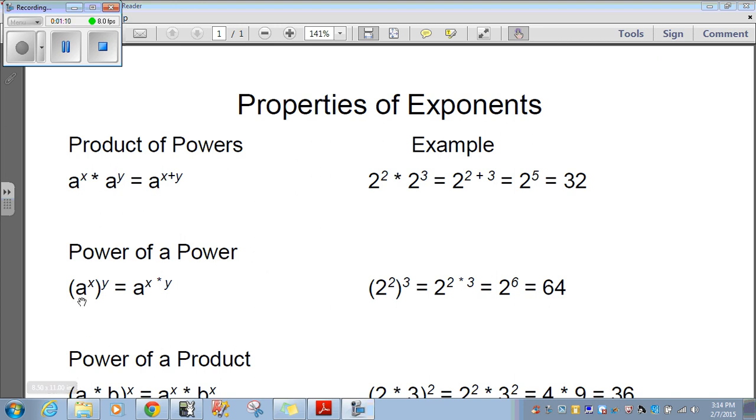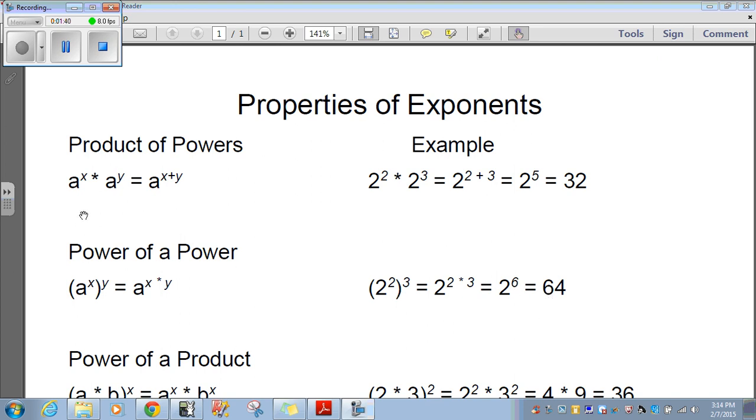Let's say you have some base being raised to some exponent, and the whole thing is being raised to another exponent. In a case like this, you would multiply the exponents. So as an example, let's say you have the base of 2 being raised to 2, and the whole thing is being raised to 3. In this case, it will be 2 to the 2 times 3, or 2 to the 6th, which is 64.